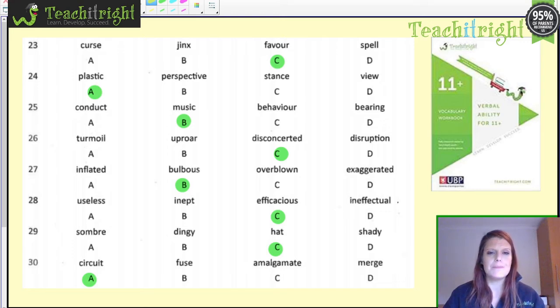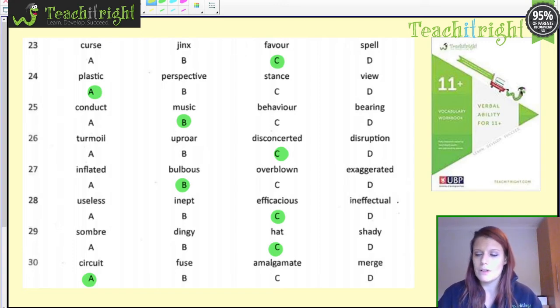26 means uncomfortable, whereas the others describe confusion or people in confusion. 27, the others are synonyms for exaggerated, overblown, inflated. 28, the others mean ineffective. They're not good at doing something. So ineffectual, inept, useless. They are all synonyms for the same thing.